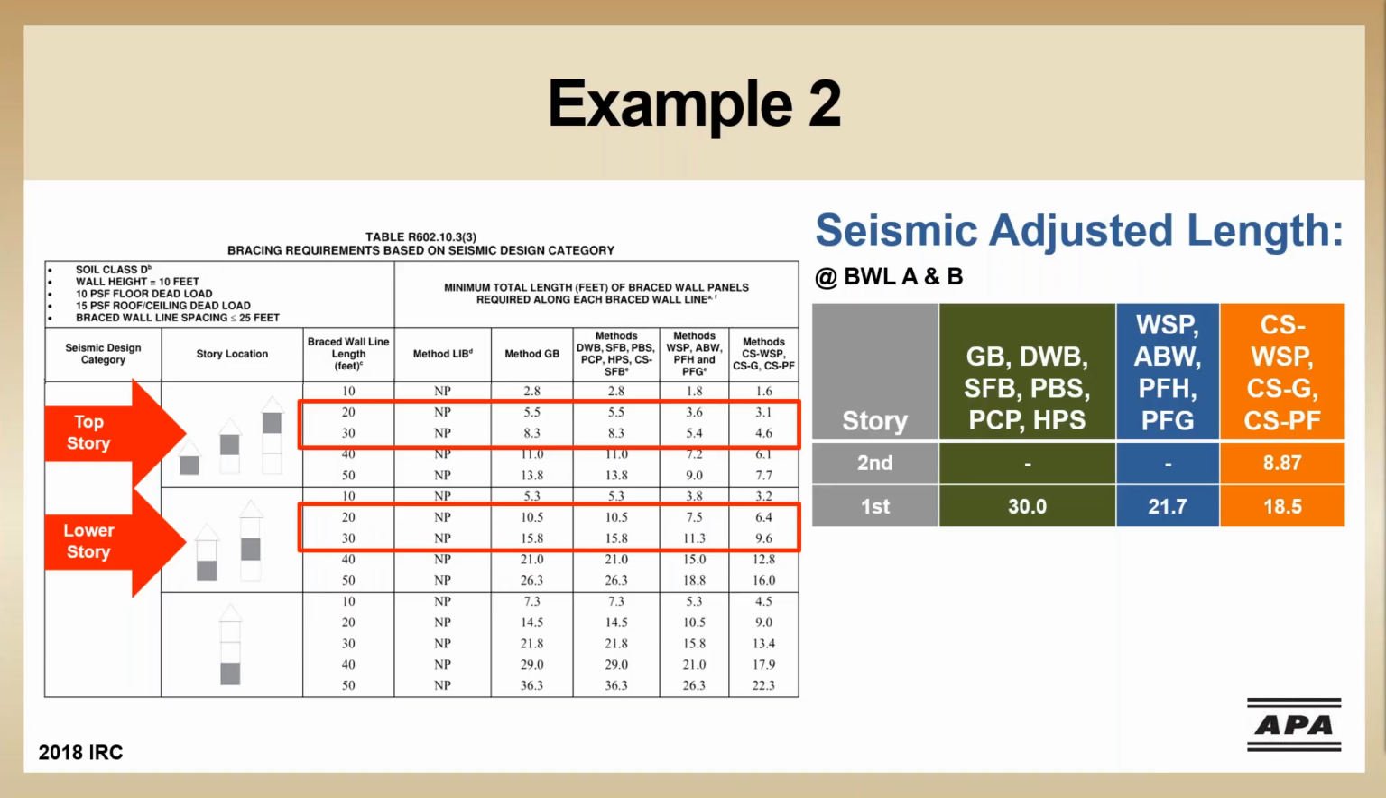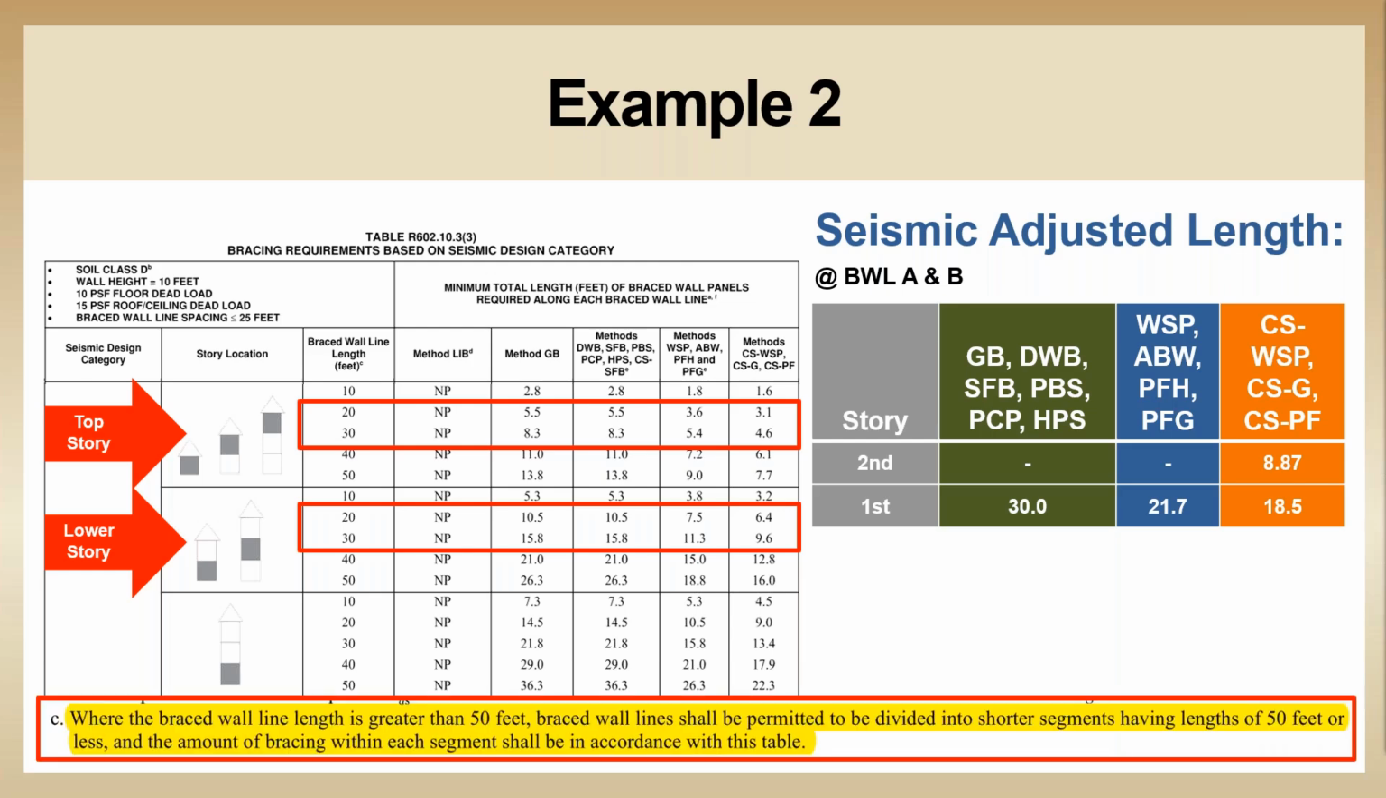I'm going to move on now to check braced wall lines A and B. You'll notice that the braced wall line lengths in the table only go up to 50 feet. So braced wall line A and B are over 50 feet, which brings us to footnote C. Footnote C directs us to split the line into shorter segments. Note that each of these segments needs to comply with the table individually. So this is a little extra insurance that our braced wall panels are distributed according to where the load is, according to that tributary load. So you can't stack all of your braced wall panels on one end of your braced wall line.